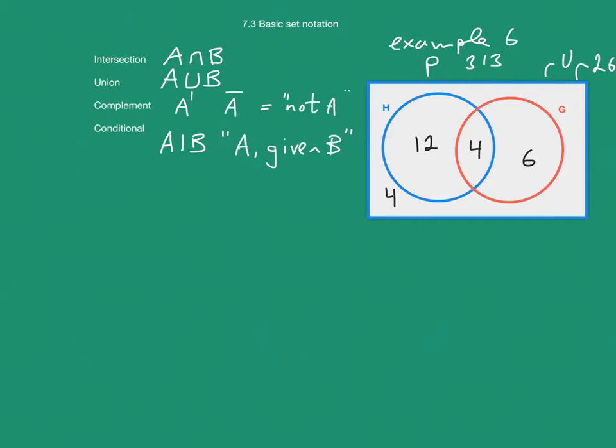An example of complement. If we're talking about the complement to H, what does that mean? Well, it means not H. So anything that isn't H. And if I want to color that in, this is the complement to H.